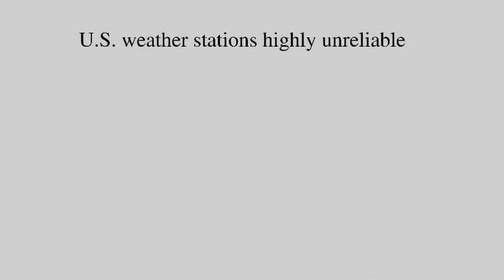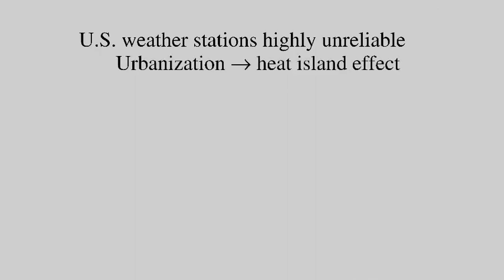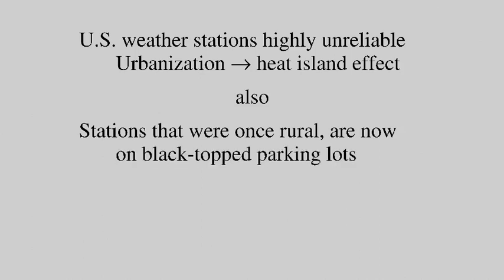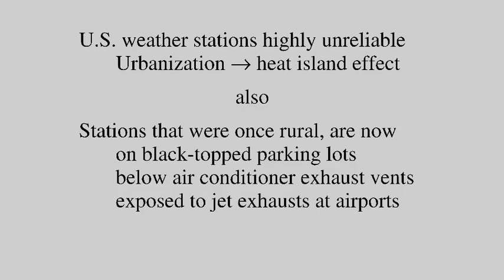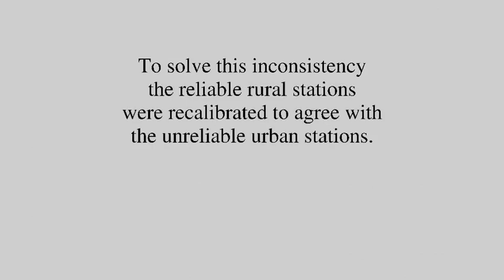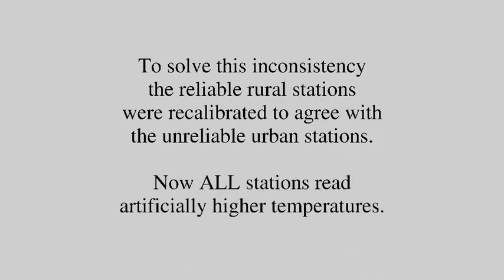In yet another example of data manipulation and bias, an audit of the temperature data from U.S. weather stations showed that many stations were highly unreliable. This was because of urbanization, which causes urban temperatures to read artificially higher than rural temperatures. Stations that were once rural were now on black-topped parking lots or below air conditioner exhaust vents, and some were even exposed to jet exhausts at airports. To solve the inconsistency, the reliable rural stations were recalibrated to agree with the unreliable urban stations. This deliberate alteration produced an artificial warming trend in the data.